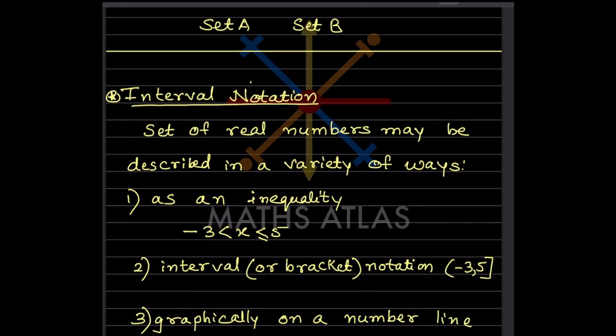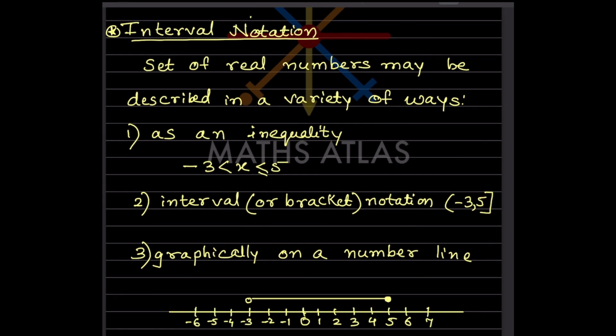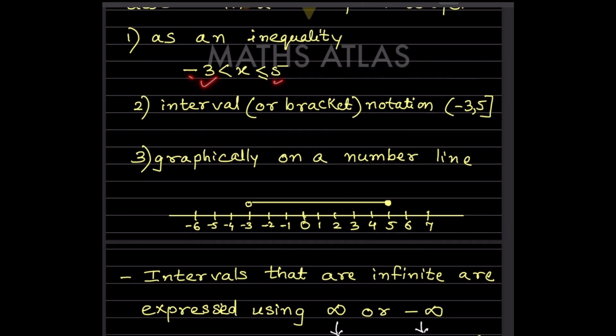Now we'll see the interval notation. A set of real numbers may be described in a variety of ways. When it is an inequality you write it this way. When it is in interval or bracket notation you write this one, and graphically on a number line. So when it is -3 to 5, it starts from -3 but the ending here is 5. So this is the open dot and this is the closed one.